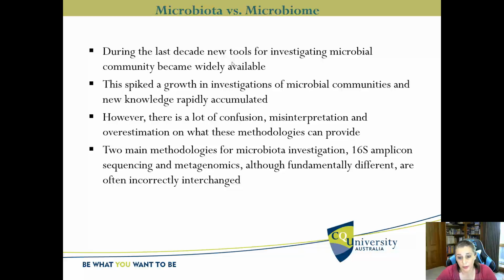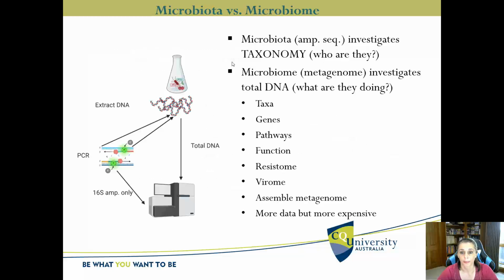But wherever these samples come from, the two main ways used to investigate the community are 16S amplicon sequencing and metagenomics. These things are fundamentally different, and a lot of people incorrectly interchange this terminology. So let's explain the basics of it. Microbiota is analysis or methodology that comes from amplicon sequencing, and it investigates taxonomy. Microbiome is one of the outputs of metagenome sequencing and investigates total DNA.